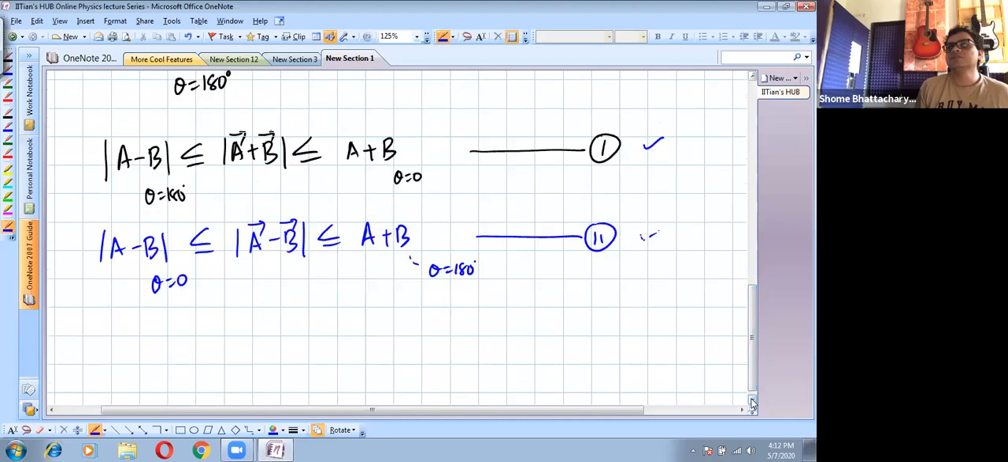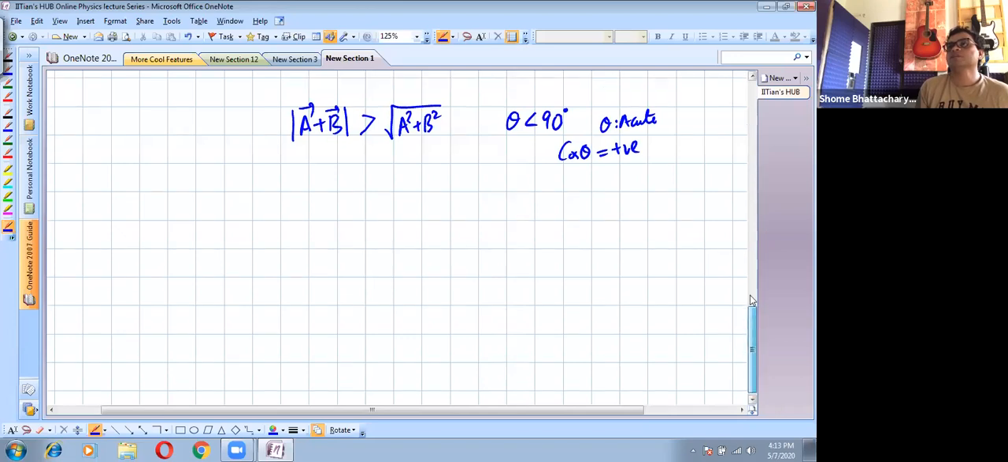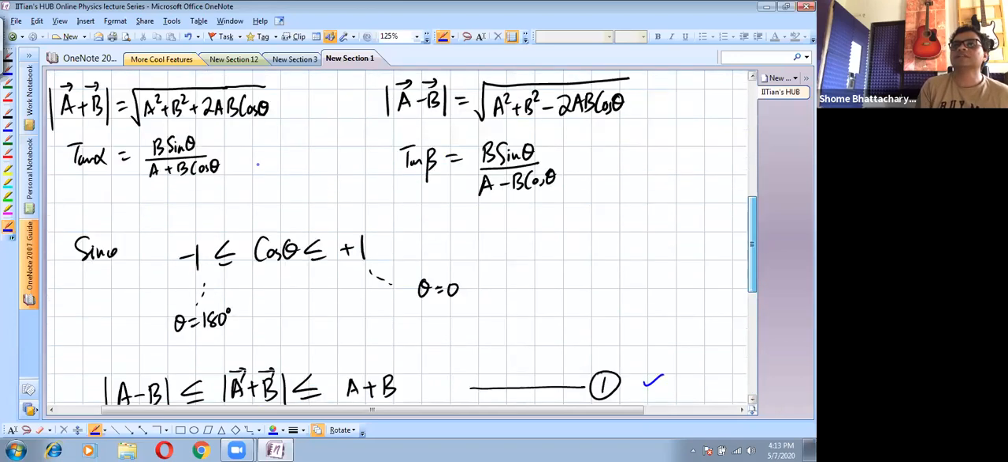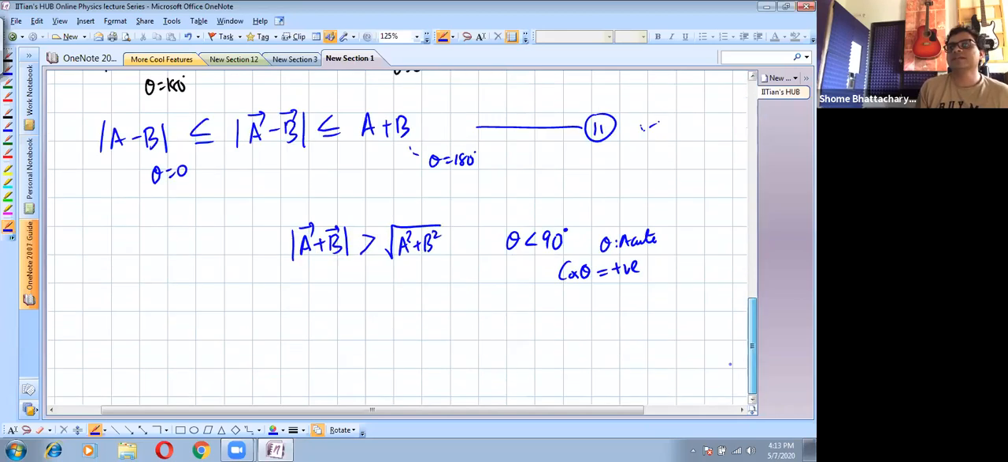The other inequality that we saw for the sum is that mod of A plus B becomes greater than root of A square plus B square if theta is acute, so less than 90 degrees. Okay, so theta is acute means basically cos theta is becoming a positive quantity. So if cos theta is positive, you can see in the formula of mod A plus B that the quantity inside the square root is becoming more than root of A square plus B square. Whereas if cos theta is negative, the quantity is becoming less than root of A square plus B square. And if cos theta is 0 exactly, then it becomes a hypotenuse.